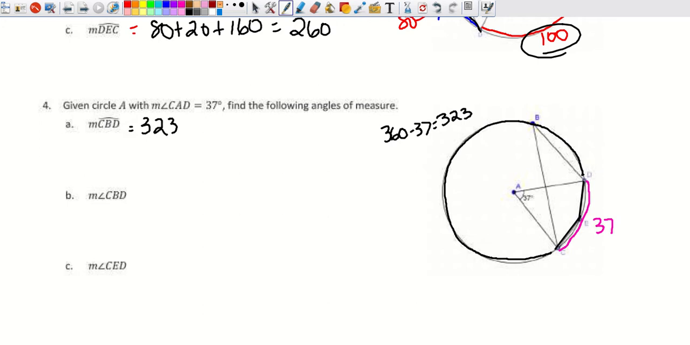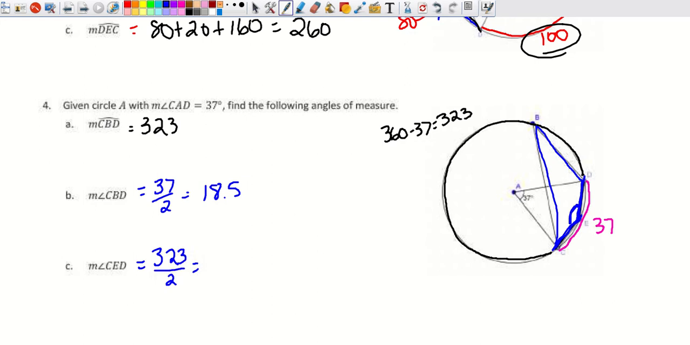Angle CBD is this inscribed angle to this 37-degree arc. So it's equal to 37 divided by 2, which is 18.5. And angle CED is weird. That's the angle that's drawn right here. So this is technically another inscribed angle, and its arc is that first arc that we said was 323. So inscribed means it's half, so it's 323 divided by 2, which is 161.5. That's the measure of that arc.